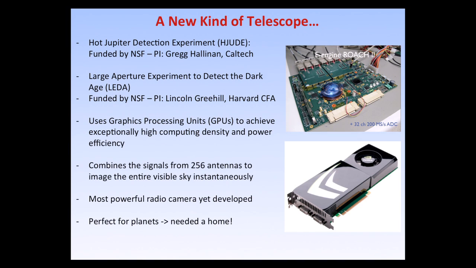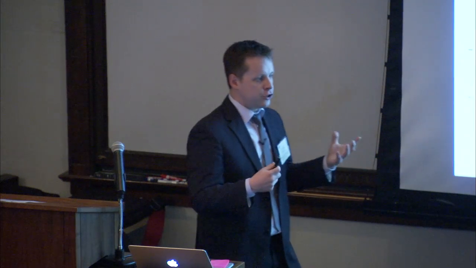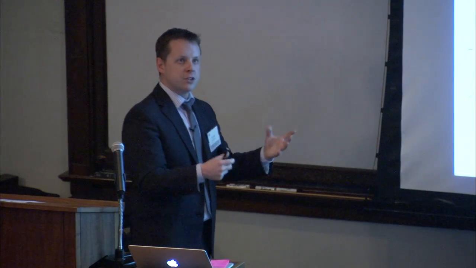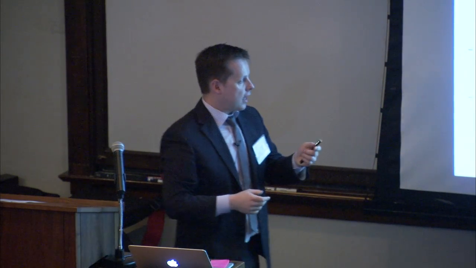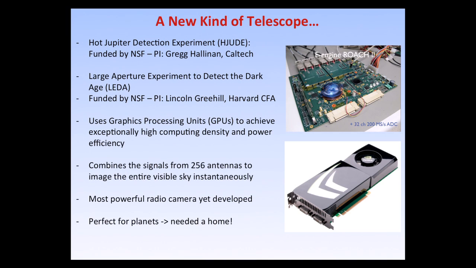It actually used GPUs as its main power for basically multiplying the signal from various telescopes. And that allows you to combine very large numbers of small telescopes rather than small numbers of large telescopes. What's the advantage? You have the same collecting area, but suddenly rather than seeing a small part of the sky, you see a much larger part of the sky.